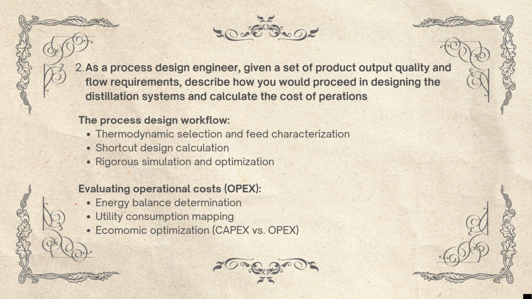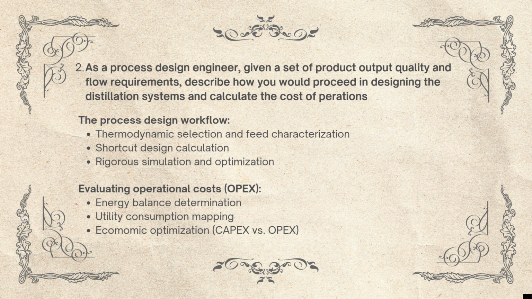Alright, so for the process design workflow, we need to do a thermodynamic selection and flow characterization, where the initial step involves fully defining the physical and chemical properties of the raw feed stream, including its composition, temperature, pressure, and mass flow rate. The engineer selects an appropriate thermodynamic fluid package within a process simulator to accurately model the non-ideal vapor-liquid equilibrium behavior of the specific chemical components.